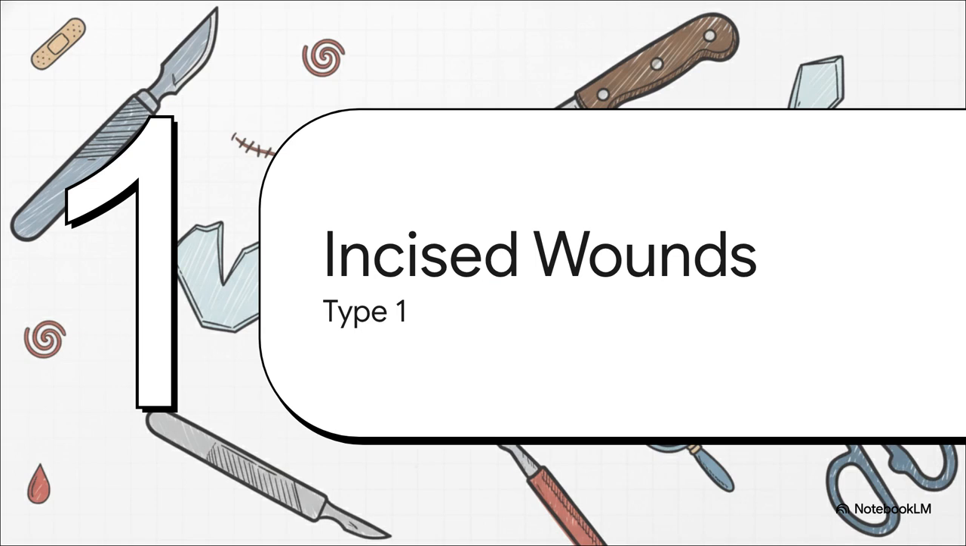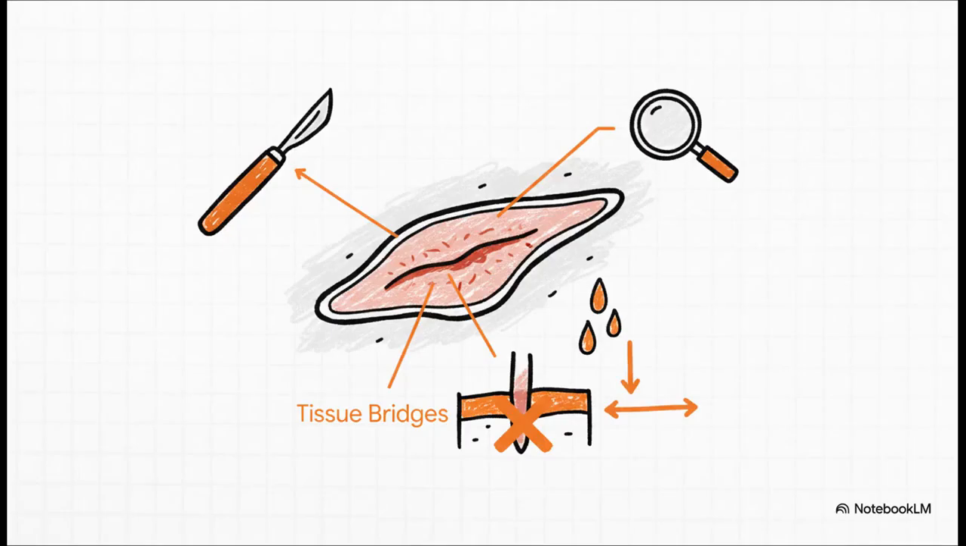All right, first up, incised wounds. You'll also hear these called cuts or slashes. These are super common, and they have some really distinct features that are absolutely essential for you to be able to spot. So incised wounds have a few classic giveaways you need to be looking for.